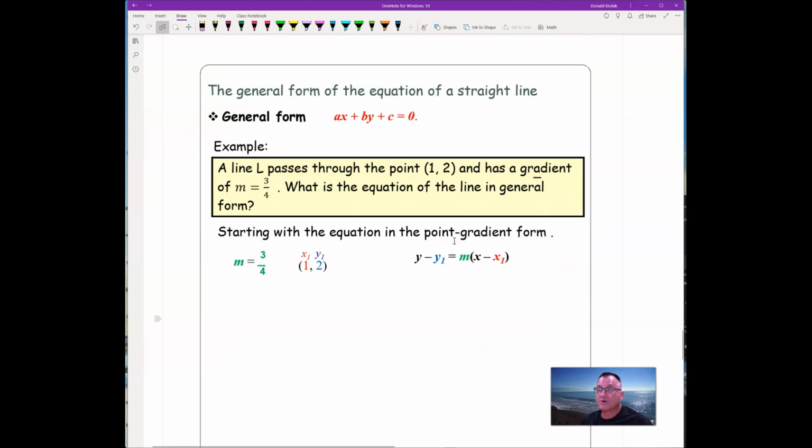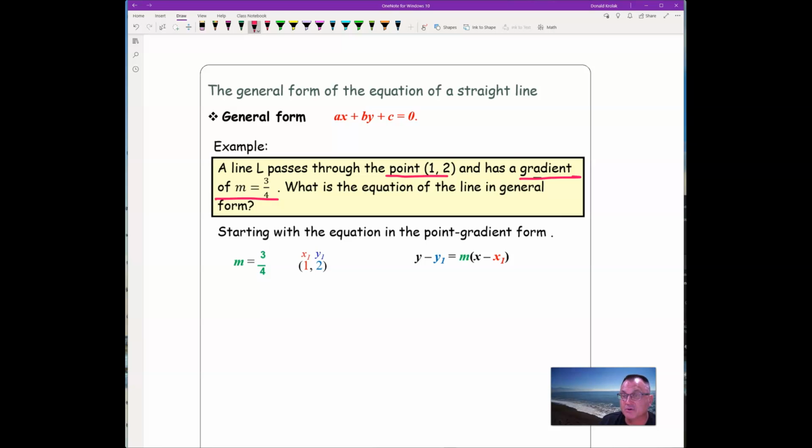All right, now we're given a point and we're given the slope. What's the equation in general form? So since we're given point and gradient, we're going to use the point gradient form, plug in what we're given, and then convert that to general form, and lickety split, we're done.